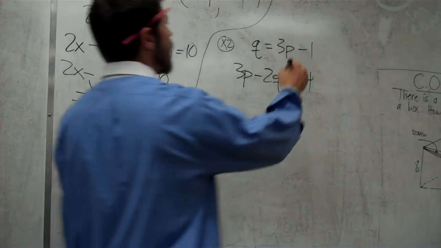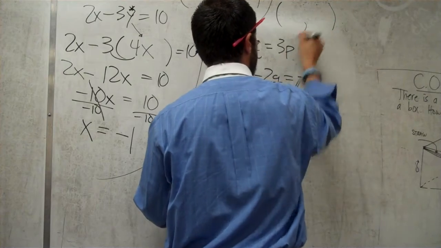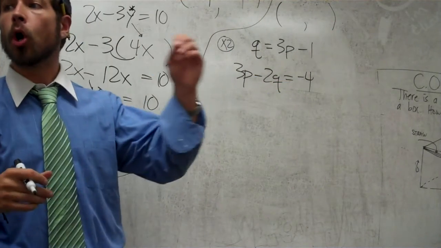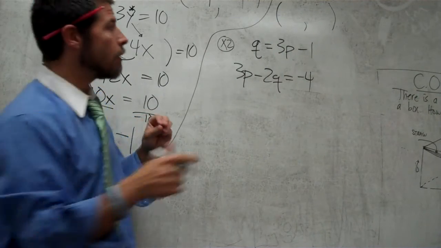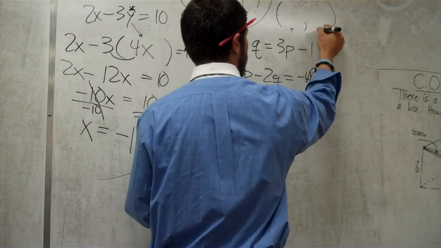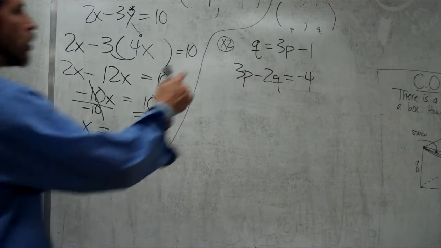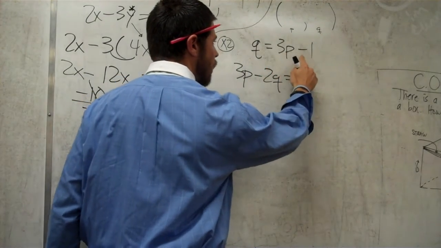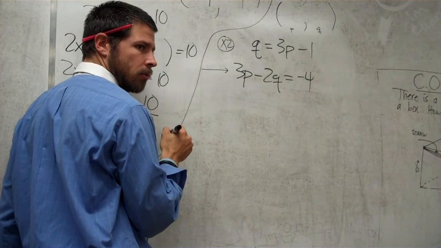Now, in order to solve the problem, I want to put this in the form of a point. Alphabetical order: what comes first, q or p? P. So I'm going to write this as p, comma, q when I'm done. I don't care which one you find first, it doesn't matter. Find one, you can plug it in and find the other. Now, q equals 3p minus 1. You are going to rewrite the other equation.